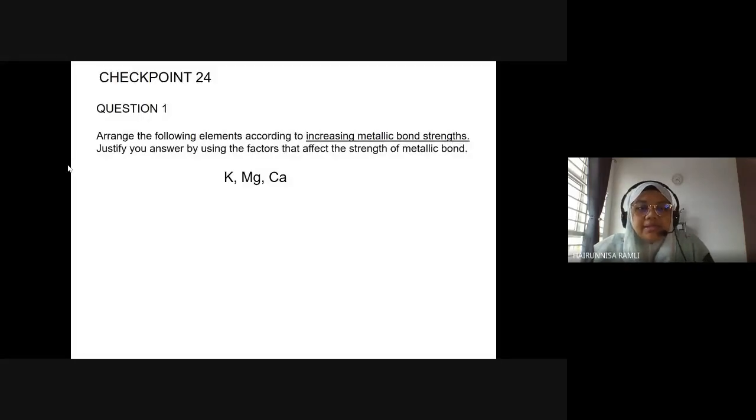Okay, let's look at this checkpoint. Maybe we do this one together. Arrange the following elements according to increasing metallic bond strength. Earlier it was decreasing, this is increasing, meaning from lowest to highest. Justify your answer. So it's the same.